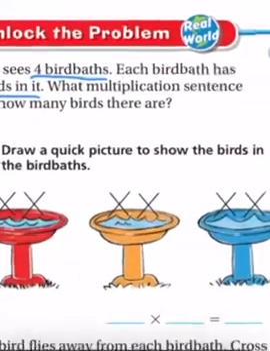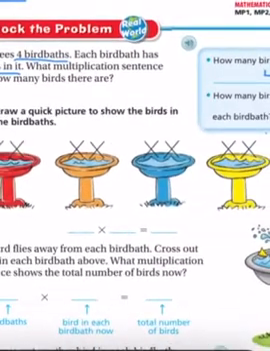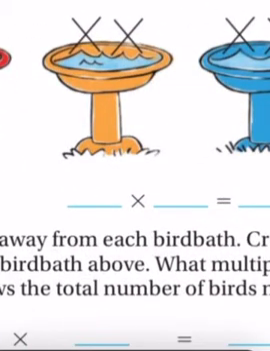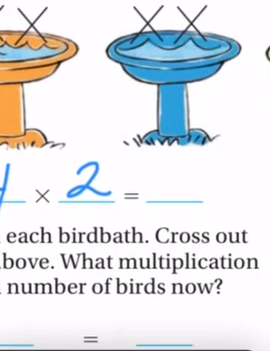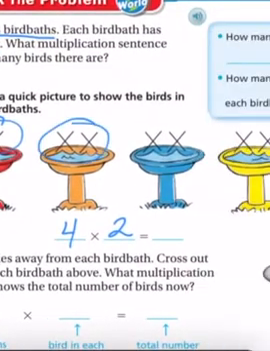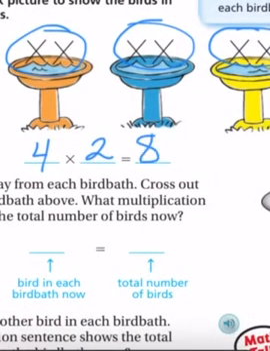All right. First thing says draw a quick picture to show the birds in the bird baths. So we have the 4 bird baths right here. 1, 2, 3, 4 of them. We have 4 bird baths, 2 in each one. So if you know your multiplication fact of 4 times 2, you can write your product there easily. If you don't, you can come up here to the quick picture and count them. There's 2, 4, 6, 8. 4 groups of 2, 4 times 2 equals 8.